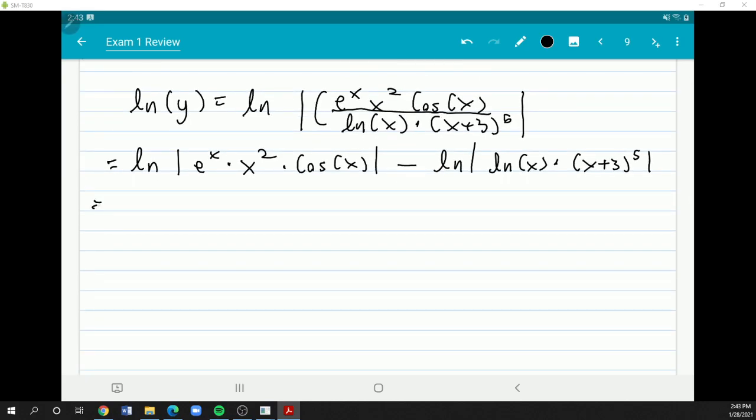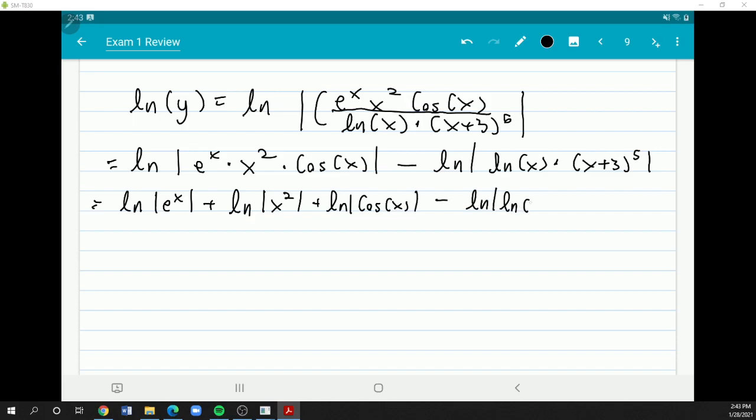Now I can split all the other stuff up. This is log e to the x plus log x squared plus log cosine of x minus log x. There was some confusion in class. You are allowed to take log of a log. That's a perfectly fine function. Minus log x plus 3 to the 5th. Okay. Again, both of these are minus because they came off the same fraction, so the minus would distribute.